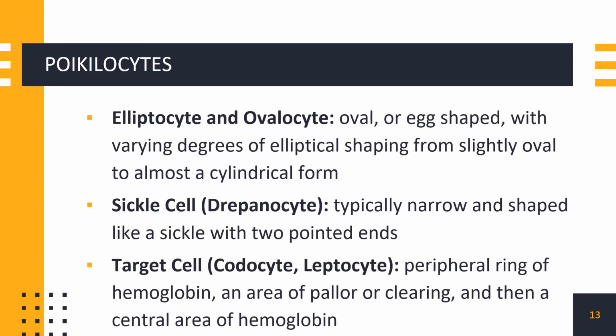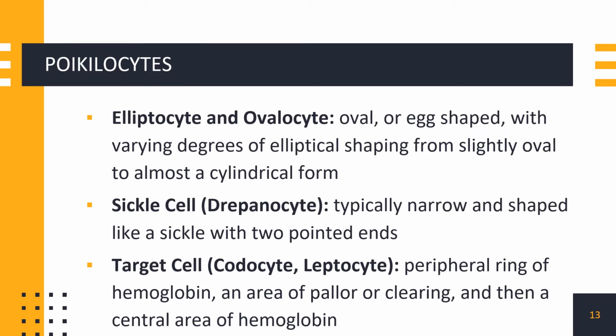Such terms refer to RBCs having an oval or egg shape, with varying degrees of elliptical shaping from slightly oval to almost a cylindrical form. Sickle cells or drepanocytes are RBCs that typically appear as narrow and shaped like a sickle with two pointed ends.